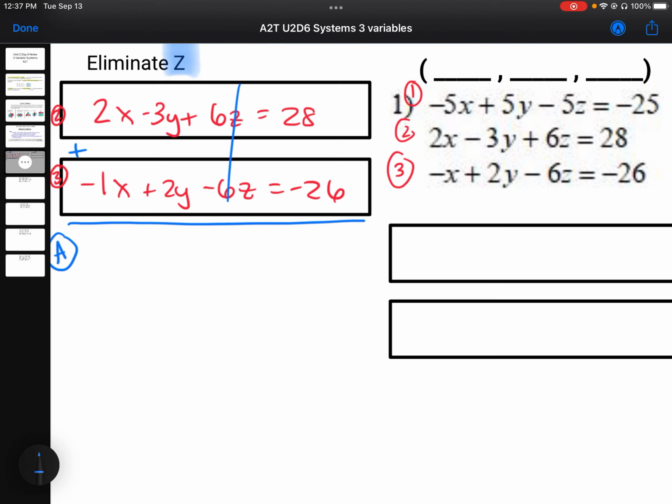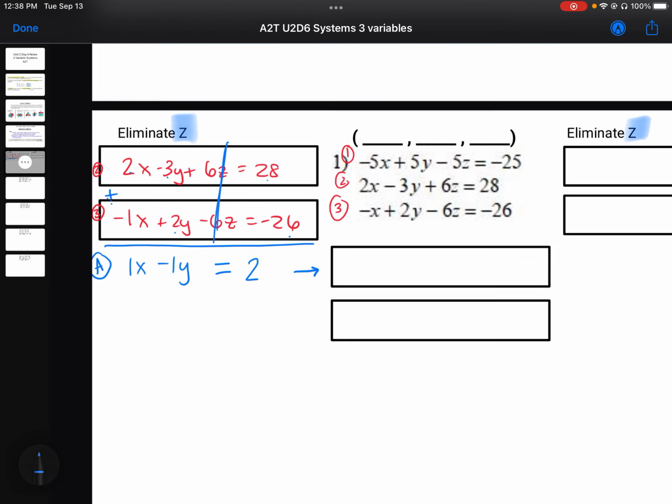So now I'm going to go ahead and add. 2 plus negative 1 is positive 1x. Negative 3 plus 2y is negative 1y. Our z's cancel, equals 28 plus negative 26 is 2. Now, hang on to that. We are going to end up putting it into this place in a moment.